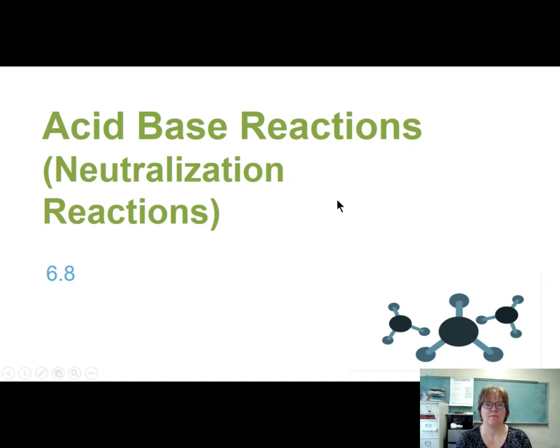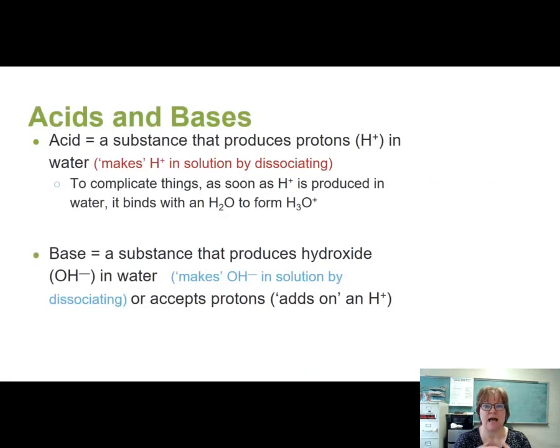We want to talk about specific types of reactions. Again, one type is that acid-base reaction. Sometimes it's also called neutralization reactions. And what we find is that acids are substances that produce protons.